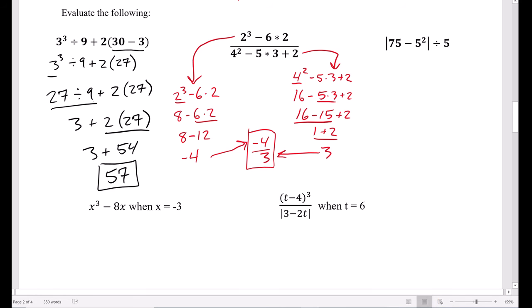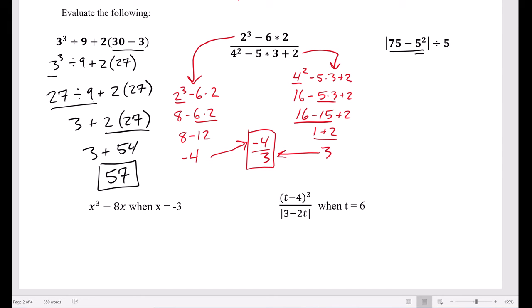Alright, in my last example in this row, we have the absolute value bars, so we have to take care of those first. Remember, they act almost kind of like parentheses. They're a grouping mechanism, so we have to do whatever's inside of there first. So I need to address this.